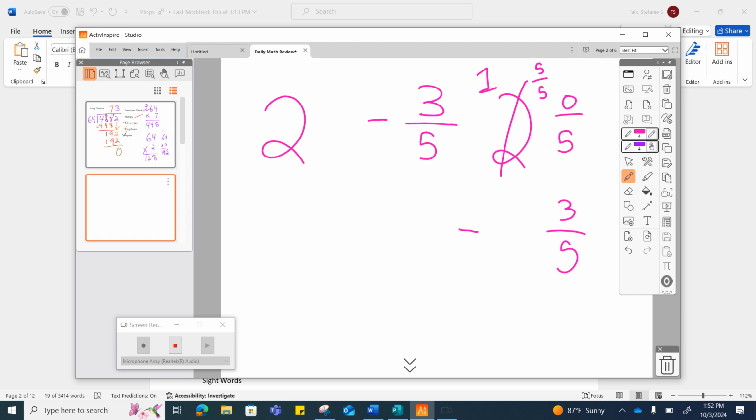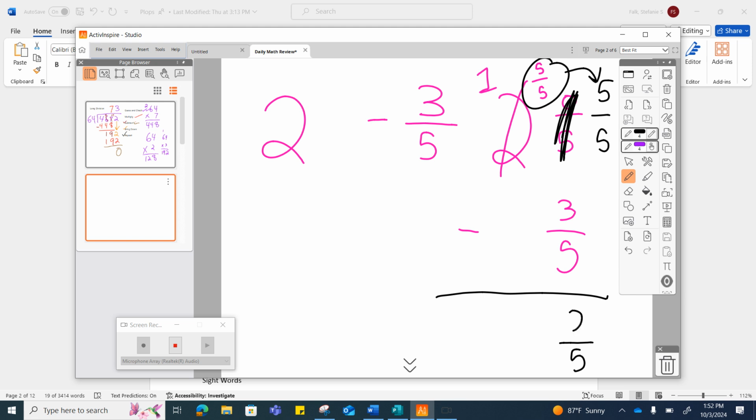Right, exactly. So if this becomes 5/5, I want to see that it's over here. What is 5/5 minus 3/5? 2/5. Just like we do with subtraction when we break up. This is a 1. So my answer is 1 2/5.